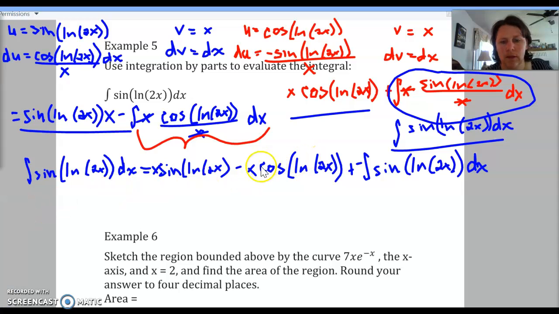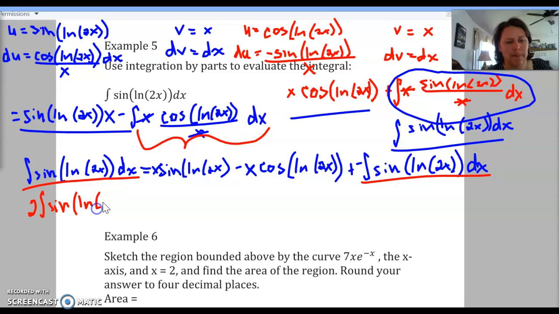Okay. So now, this is the tricky part. We have our integral here on the left-hand side. We also have that same exact integral over here. So I'm going to combine like terms. I'm going to add this to both sides, which is now going to give me 2 times the integral of sine of natural log of 2x dx equals all of this. Then what I'm going to do, divide both sides by 2, and then I'm done. And I have my answer.